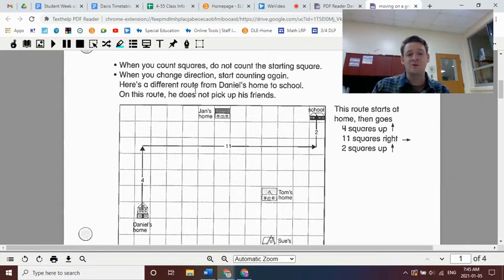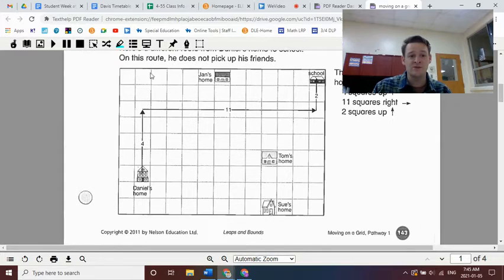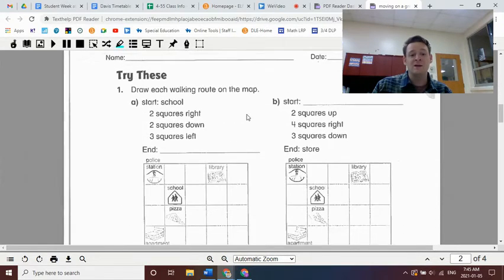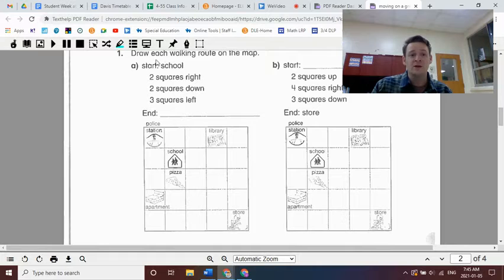So here's a different route from Daniel's home to school. On this route, he does not pick up his friends, so he goes 4 squares up, 11 squares to the right, and 2 squares up. That's how he gets to school. And now it's your turn. So you're going to draw each walking route on the map. I'll do this first one with you.